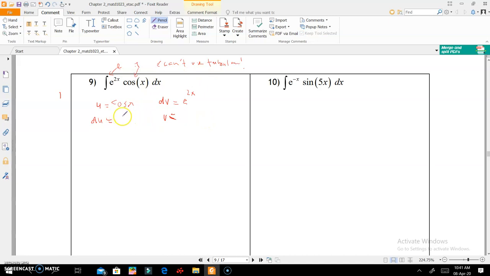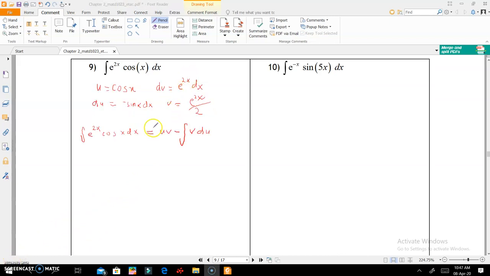Okay, so differentiate cos, it will be negative sin x, and don't forget to put dx at the back of it. And if you integrate exponent 2x, you are going to get exponent 2x, again divided by the differentiation of 2x, which is supposed to be 2 there. Why is it not appearing there? Alright, so you're going to get the main frame something like this.